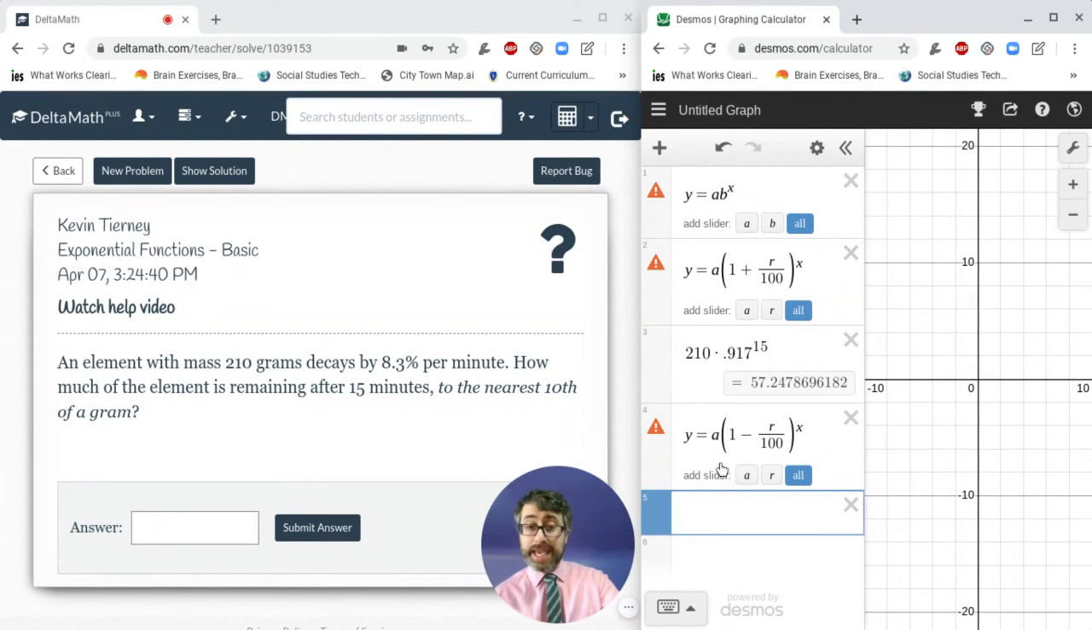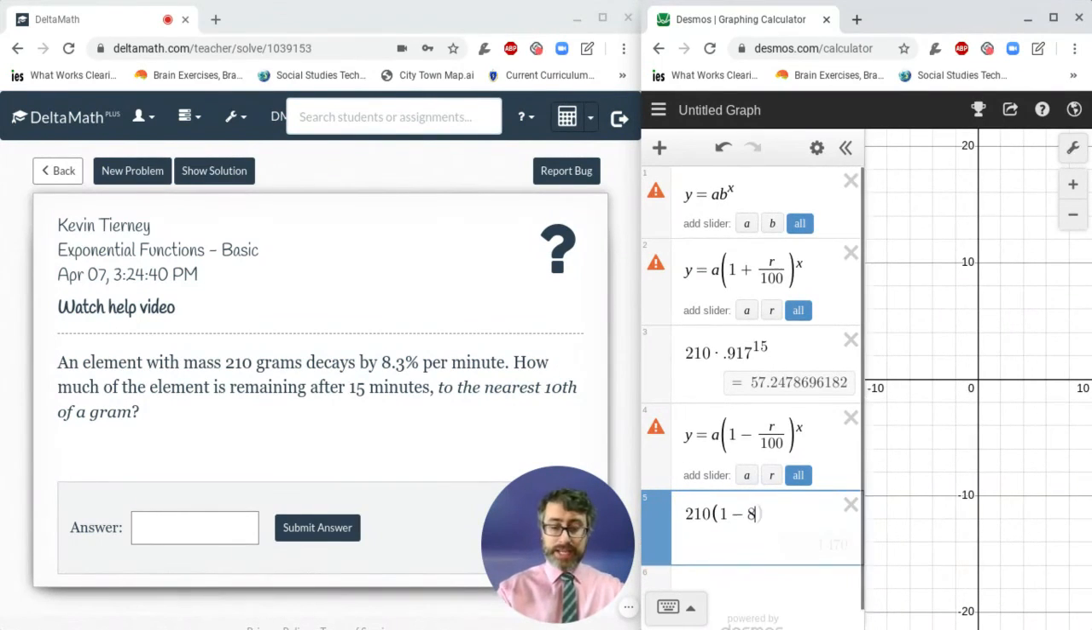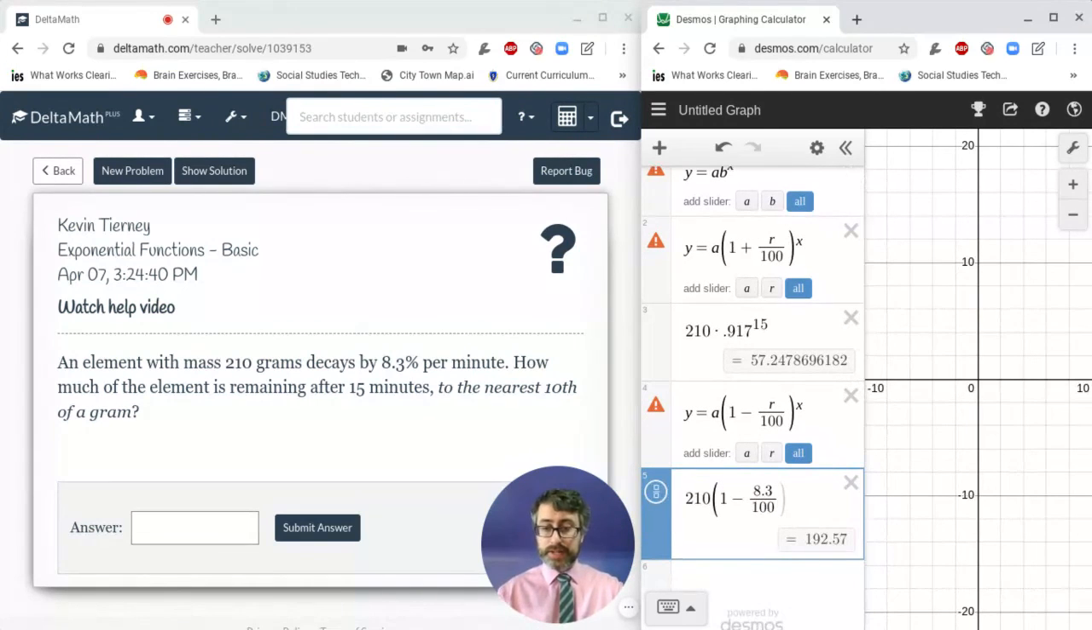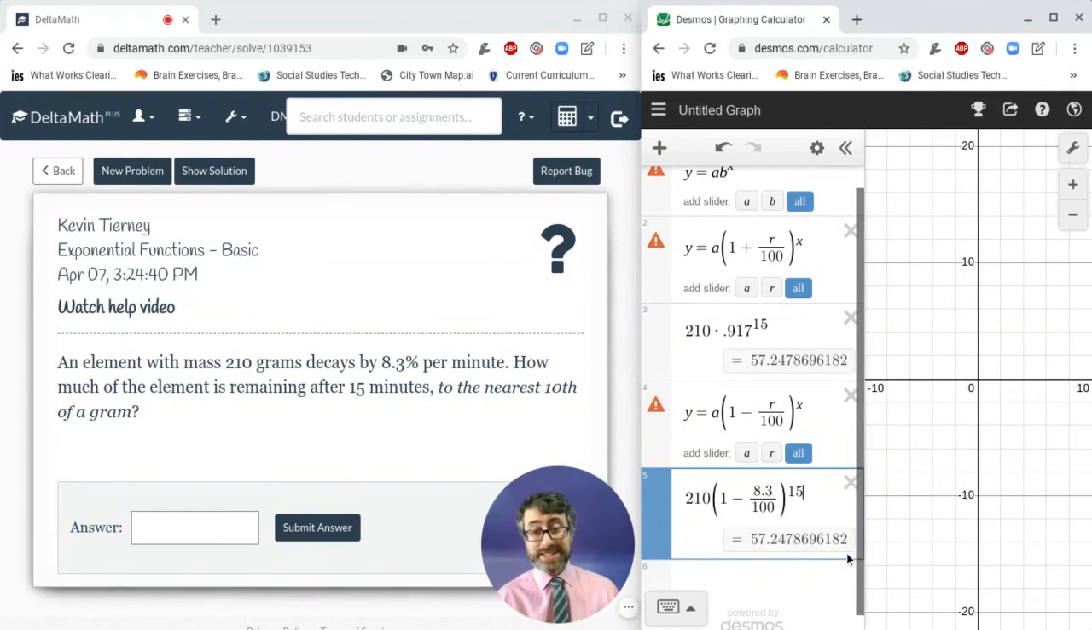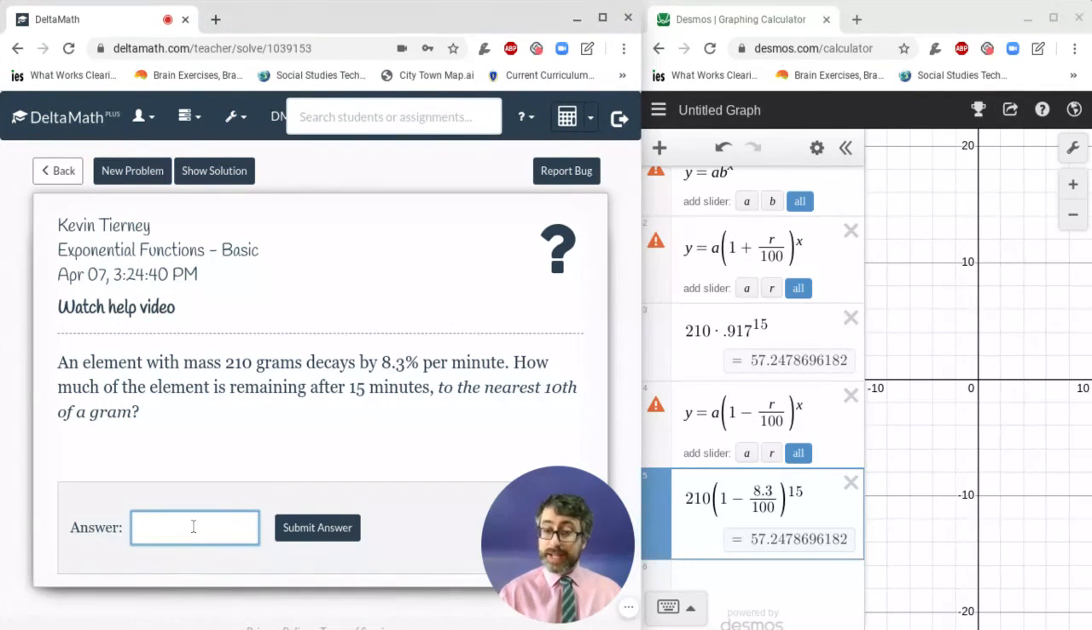Again, my initial starting point is 210, multiplied by 1 minus 8.3 over 100. All of that raised to the 15th. We got the same number. Phew, I did the mental math correctly up here. The result is still 57.2478696182. Excellent. Let's record that answer, being careful to round appropriately.